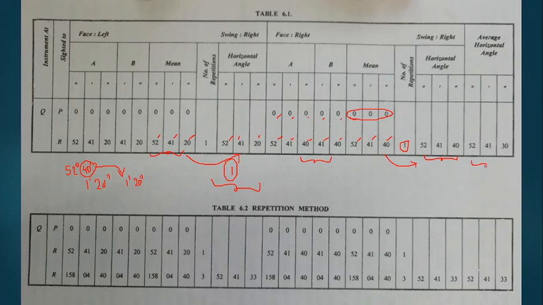And the second horizontal angle is 52 degrees 41 minutes and 40 seconds. And the average of these two, when you calculate, is 52 degrees 41 minutes and 30 seconds. So like this you can calculate for the entire horizontal angle.